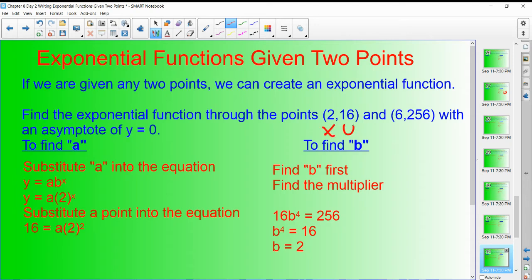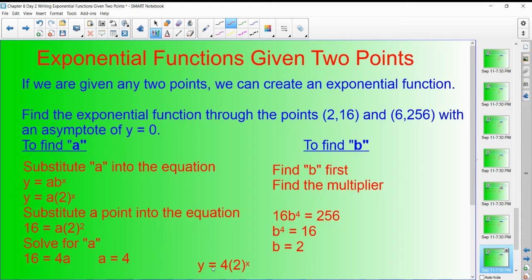2 is my x, 16 is my y. So I put 2 in for the x and 16 in for the y. And once again, you could solve this. Use order of operations, solve, get a by itself. 2 squared is 4. We could divide, we could solve for a. So we know a is 4 and b is 2, and we know our equation now: 4 times 2 to the x.